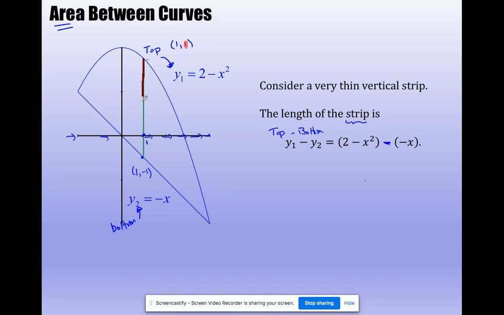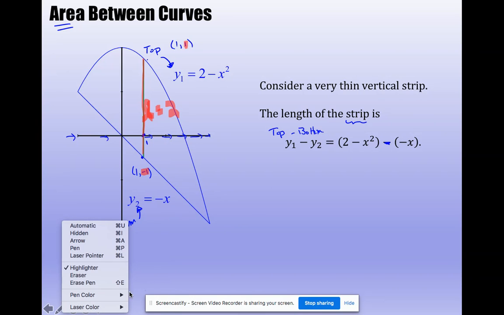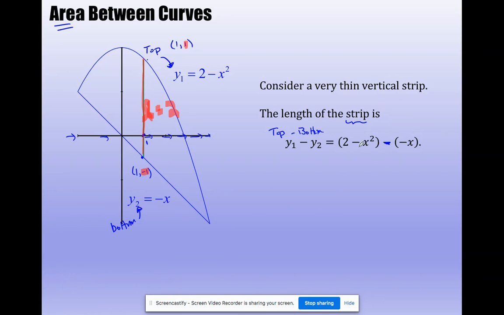1 minus negative 1. The length is 2, right? Of that particular strip. So this is an expression here for the length of any strip. Top, 2 minus whatever your x value is squared, minus negative x. Subtract those two, and you get the length of the strip.